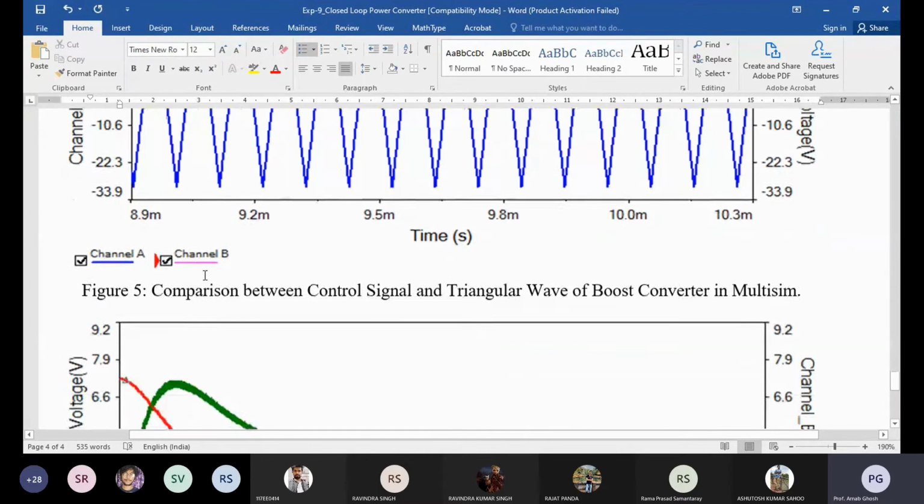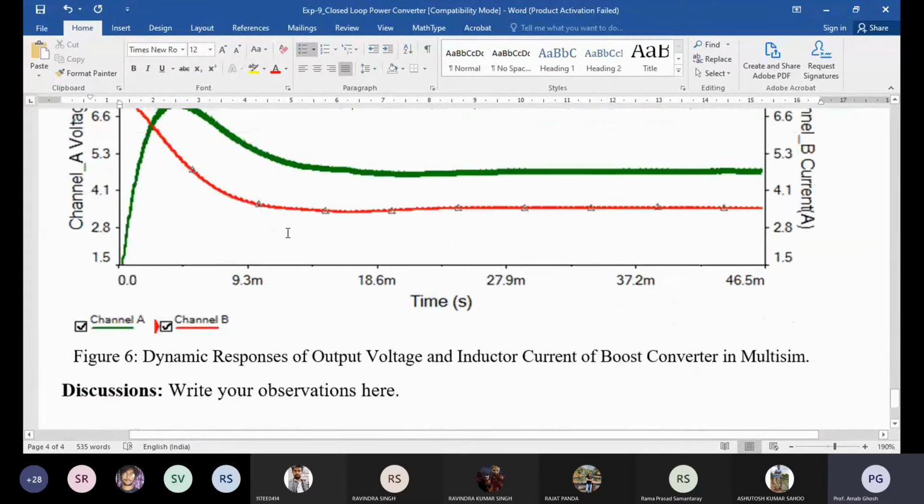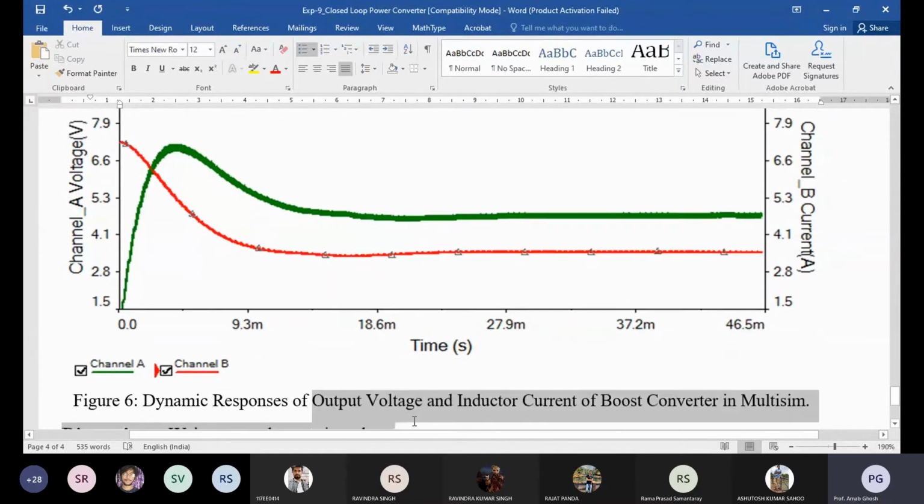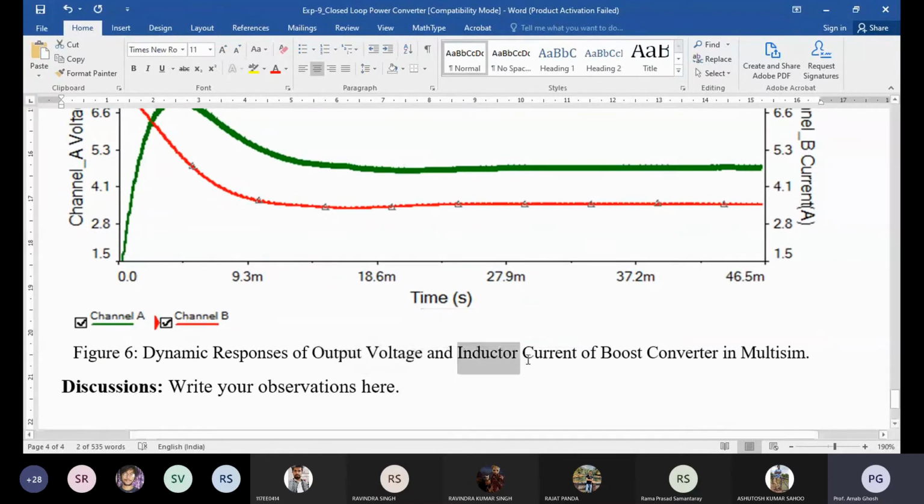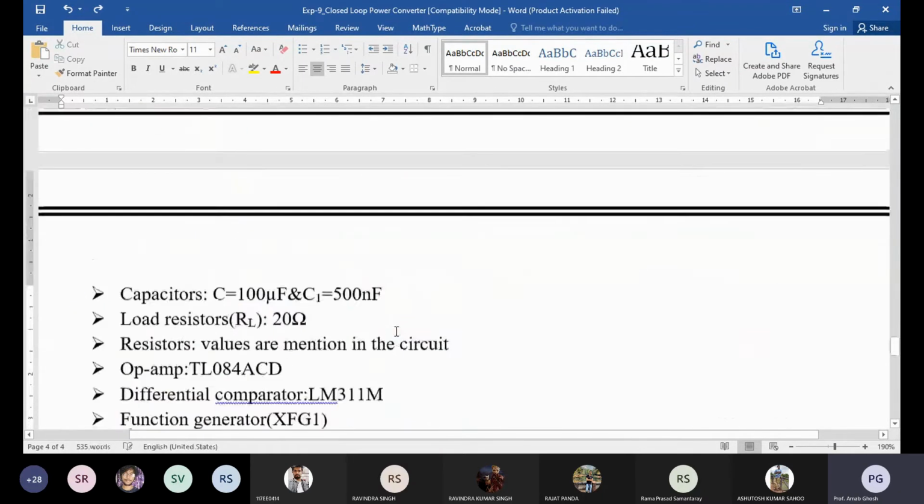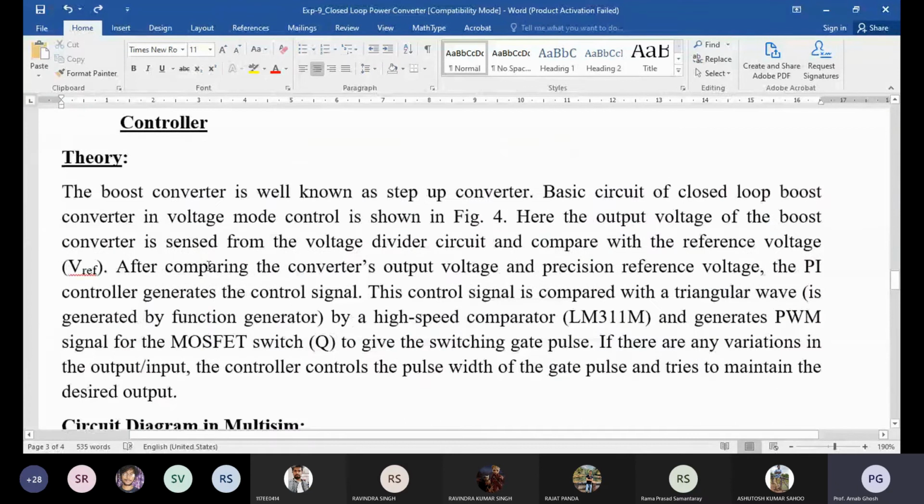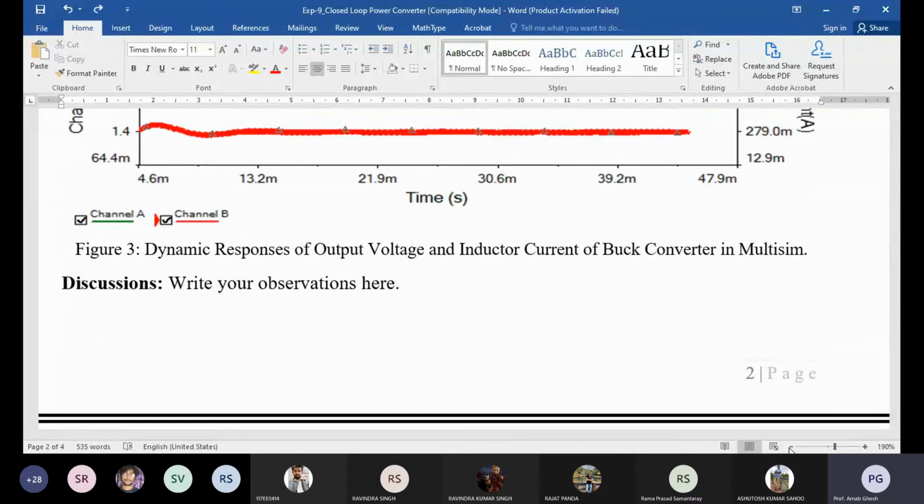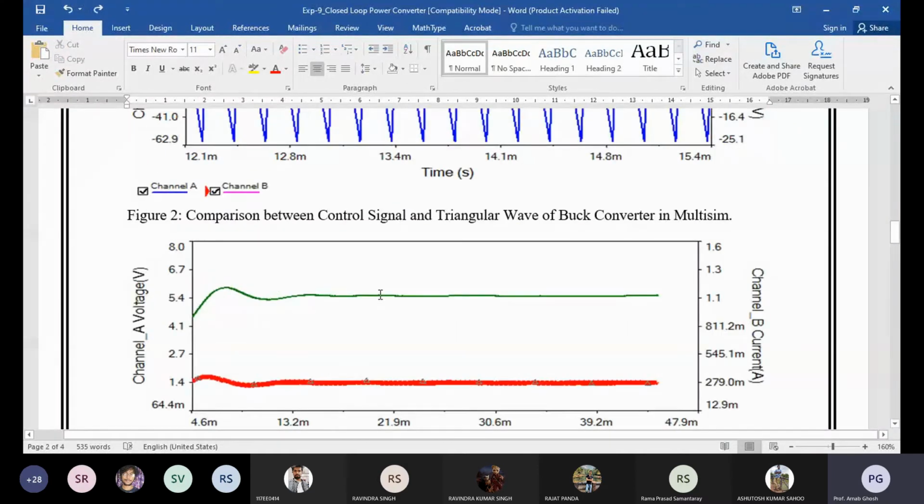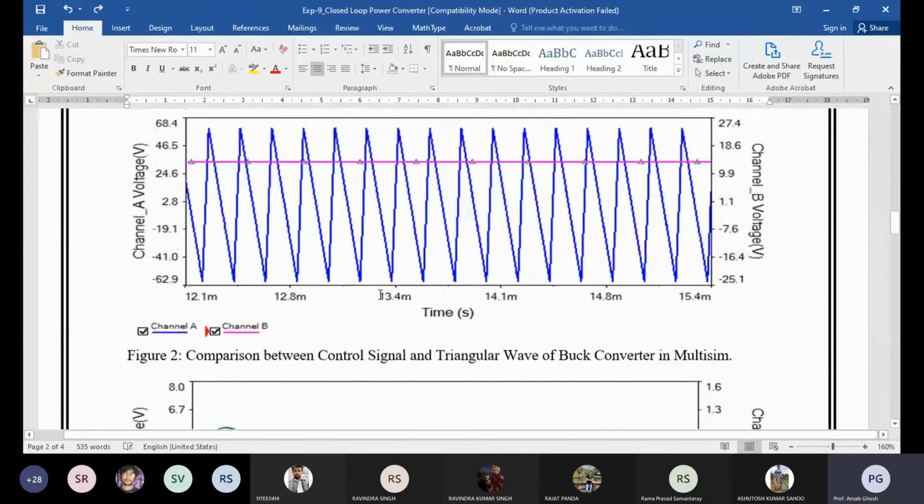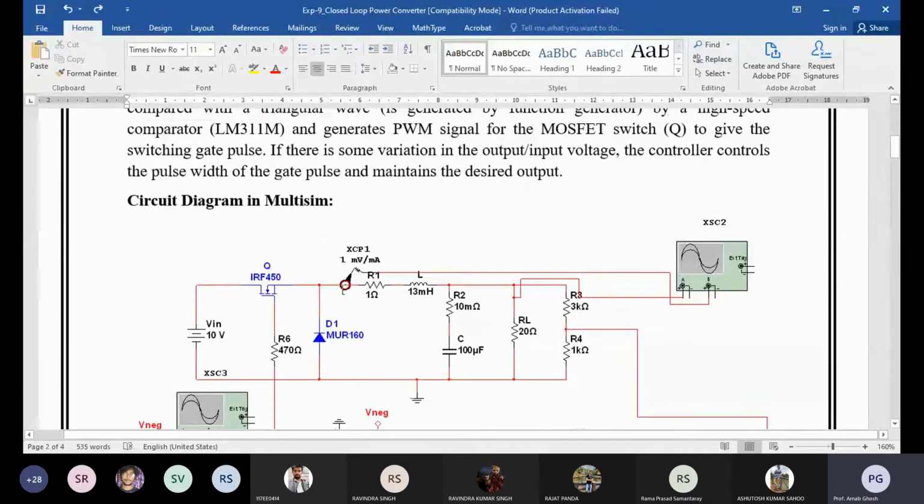Here from figure 5 you can understand the comparison between the control signal and the triangular waveform of the boost converter in Multisim, and its dynamic response, or the closed loop response of the output voltage and inductor current of the boost converter in the Multisim platform. I think all of you will understand the theory. All the specifications are given in the table, and some small theory I have also mentioned here. You can go through it, and you can also follow any standard power electronics book to strengthen your theory. Okay, so I think you are able to understand.